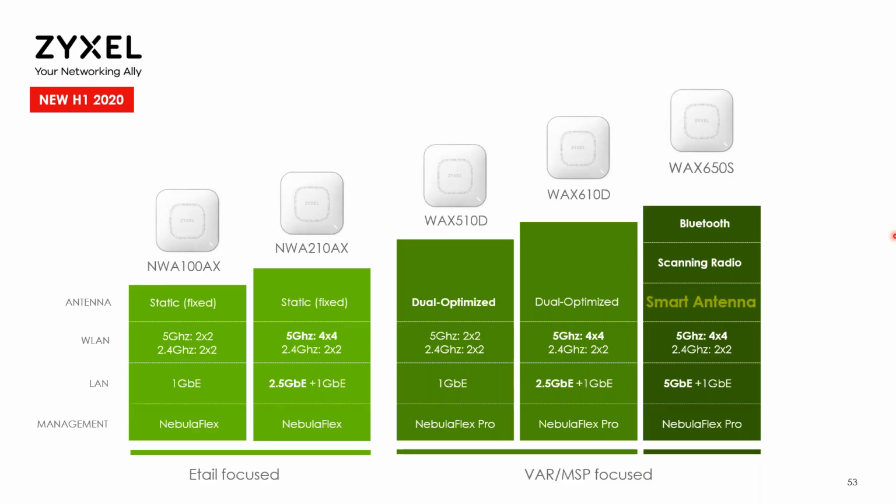Okay, and then last, let's have a sneak peek preview of upcoming AX models, which will be launched next spring. The first model that will be launched is the VAX 650S, and it's the only model currently of these that has the smart antenna technology built in. And then afterwards we will launch the 610 and the 510, and later in the spring the lower end models.